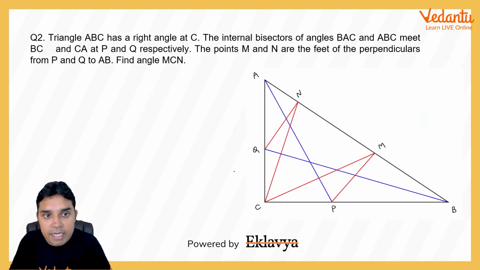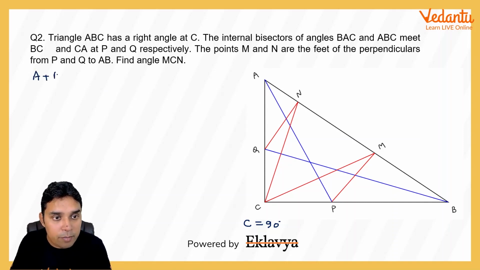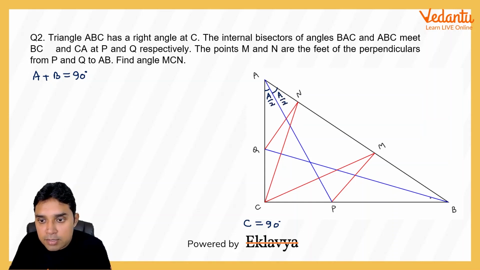So let us make a diagram like this, in which we are given that ABC is right angled at C. So this angle C is 90 degrees, and if angle C is 90 degrees, the sum of the remaining two angles A and B will also be 90 degrees. Okay, the internal bisectors of angle BAC and ABC meet BC and CA at P and Q. So these angles here should be equal, and they should be equal to A by 2, A by 2. Similarly, this angle here will be B by 2, and here also it will be B by 2.